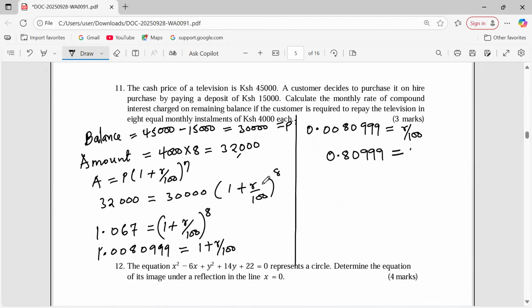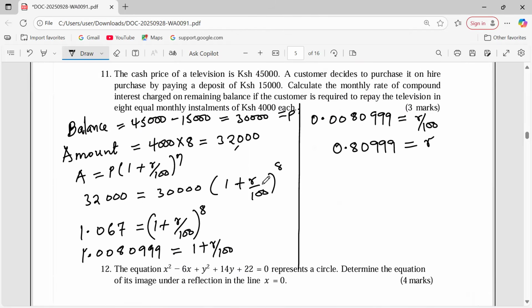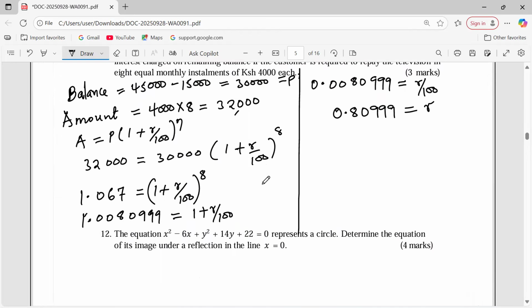0.80999 equals the rate. You know, this is the monthly rate now. This one is the monthly rate, and it becomes our final answer. Do we have instructions like 1 decimal place or anything? No, we are just finding the rate. So we can leave it at that.